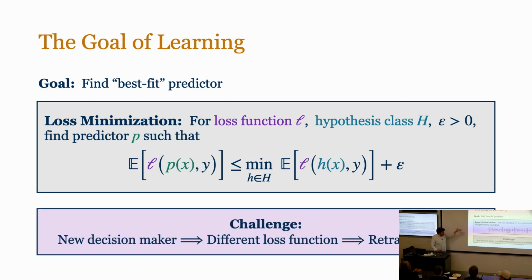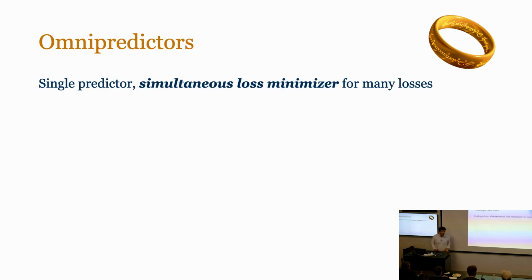The challenge, or the critique of this framework, despite the fact that it drives all of the progress in machine learning these days, is the following. If you get a new decision maker, you get a new loss function. What does that mean? The classic and traditional belief is that given a new loss function, I need a new predictor. So just retrain, give me a brand new loss minimizer. This is costly, and a question you might ask is whether there's an alternative. This is the motivating question behind omnipredictors: is it possible to learn a single predictor, one predictor to rule them all, that is a simultaneous loss minimizer for many different losses at the same time?